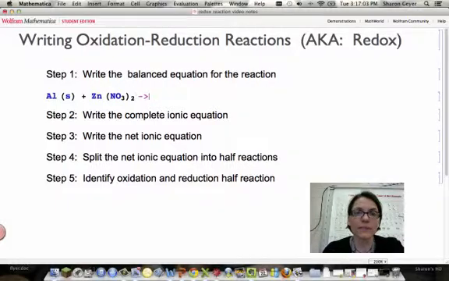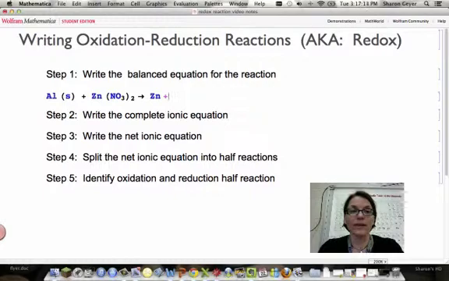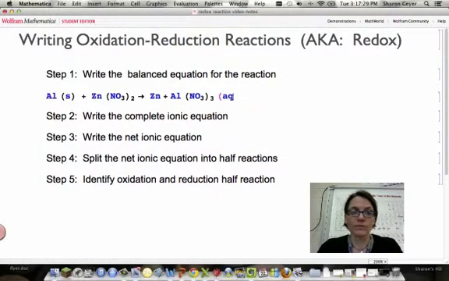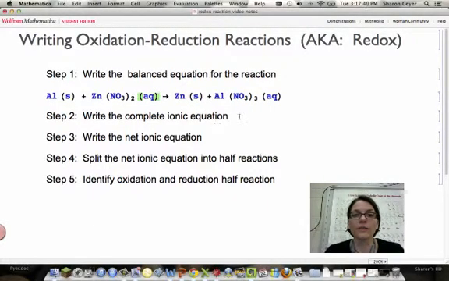Now, in this case, since it's a single displacement reaction, we know that the aluminum is going to switch places with the zinc to form zinc as a metal and aluminum nitrate. Aluminum has a +3 charge, nitrate has a -1, so we need a subscript 3 for the nitrate, and that's aqueous. And then the zinc is going to be a solid. Oh, I forgot to write this here. This is AQ.